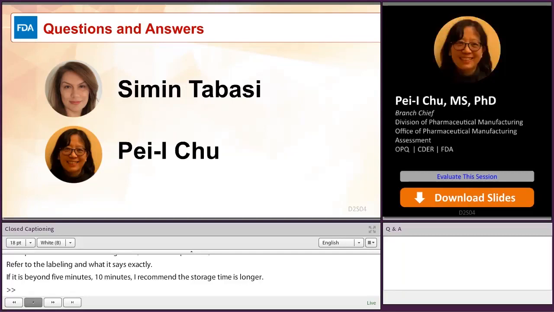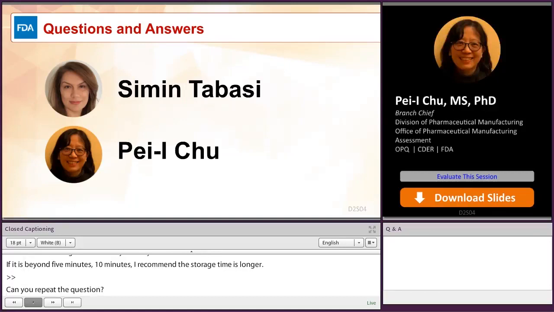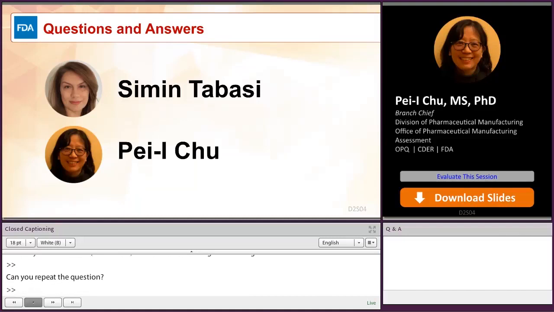Is it mandatory for ANDA batches packaged in bulk product into the final marketing container? Can it be performed within 30 days? I believe this question is for Pay, and this is about bulk packaging, if I don't mistake. So can you repeat the question again?